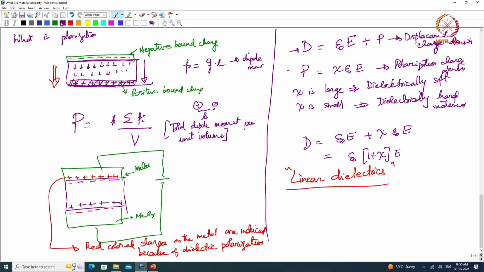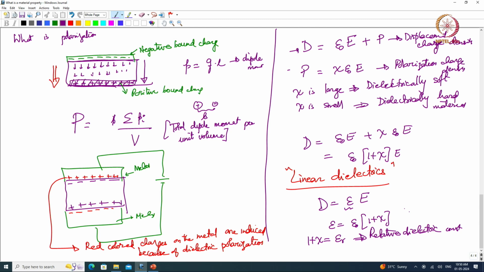Okay. So essentially I also wrote my displacement as nothing but epsilon times E, epsilon being the dielectric function. So epsilon is then nothing but epsilon naught times 1 plus chi, sorry, there is no E there. And this 1 plus chi, I will call epsilon r, or the relative dielectric constant.